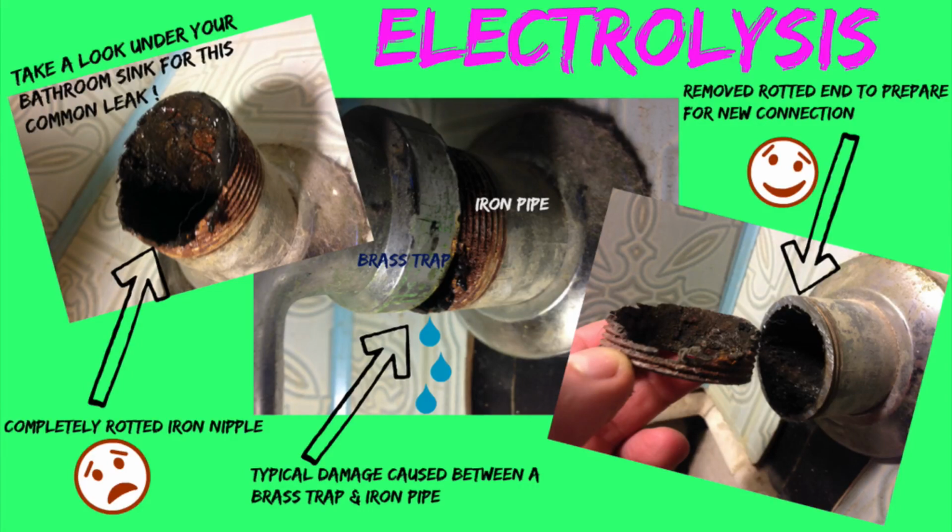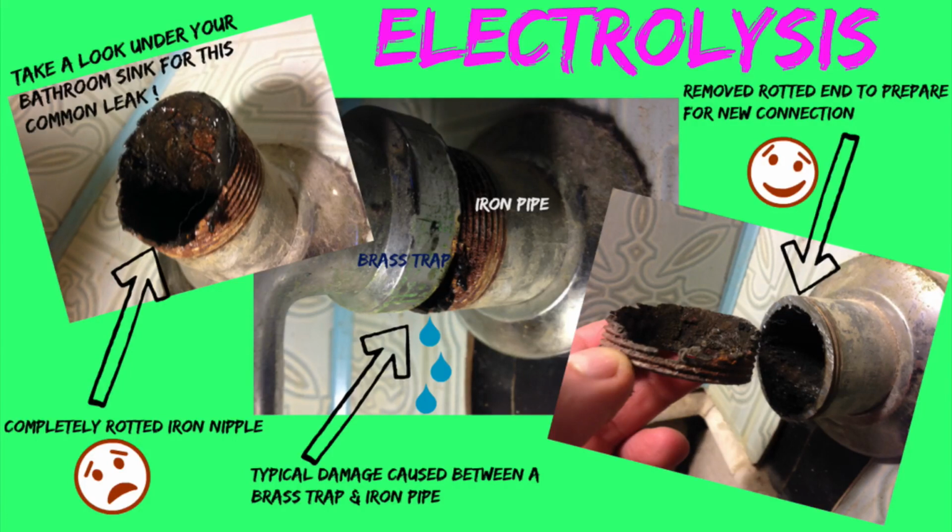In this case, she had so much stuff under the cabinet. She didn't even realize it was leaking. And I had to remove all the stuff she was storing under there. And when I pulled it all away, there was a huge hole in the bottom of the cabinet. So again, electrolysis, it happens.